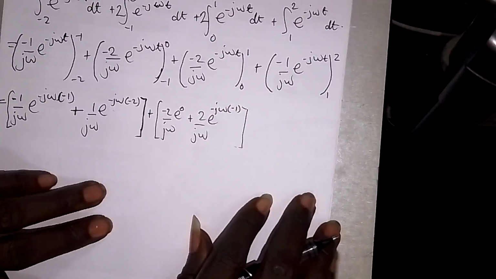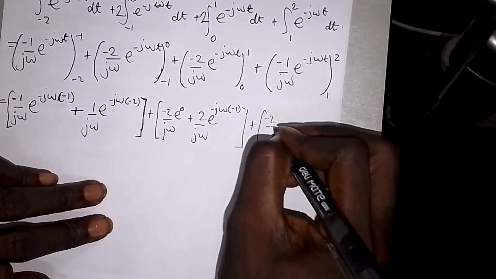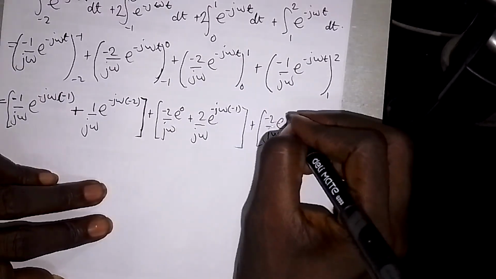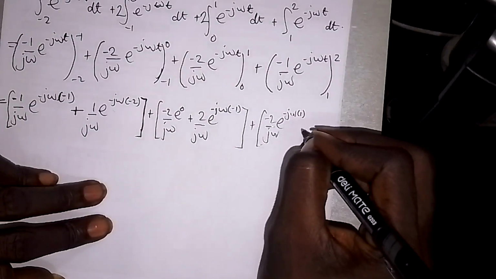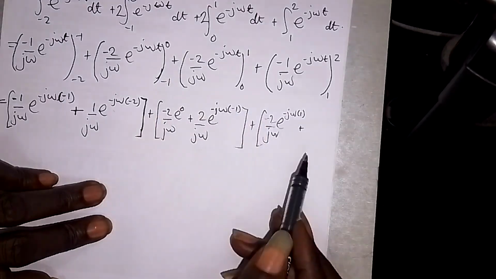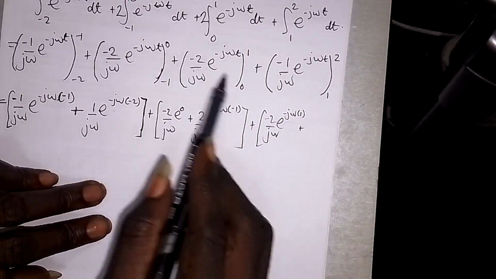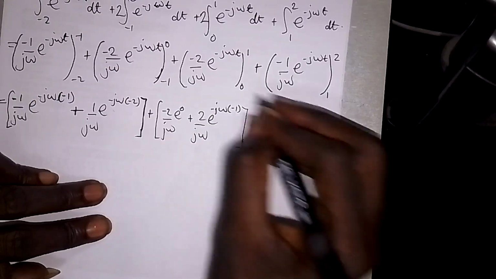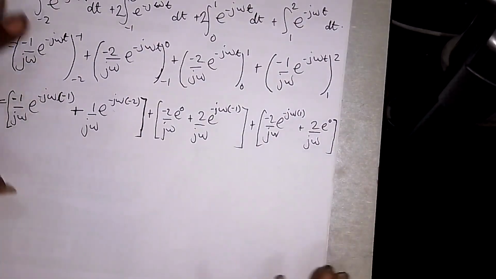So now the next one is going to be here. I'm going to have minus 2 over j omega into e exponent minus j omega, and then I'm going to have 1. And then the next aspect of it is going to be minus minus, so it will be positive. So it could be 2 over j omega into e exponent 0, into e exponent 0.